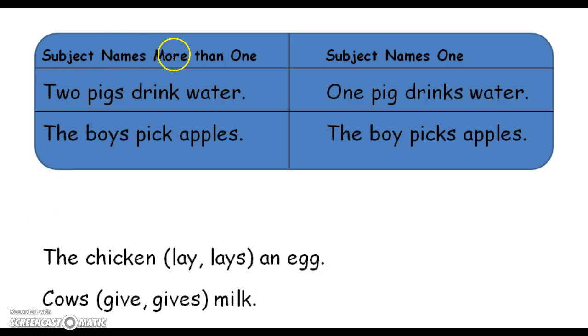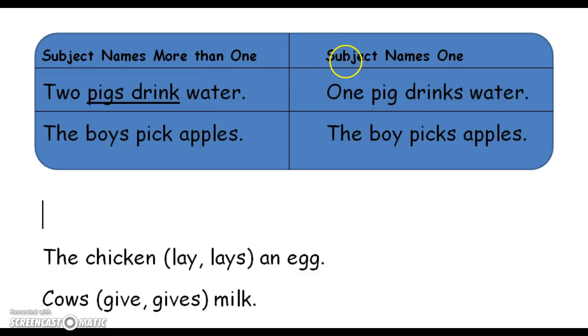For a subject that names more than one, we have: 2 pigs drink water. Here's our subject, pigs, and this is what they do. They drink. I'm going to go ahead and underline that. 2 pigs drink. It's more than one pig, so we leave the s on the noun.